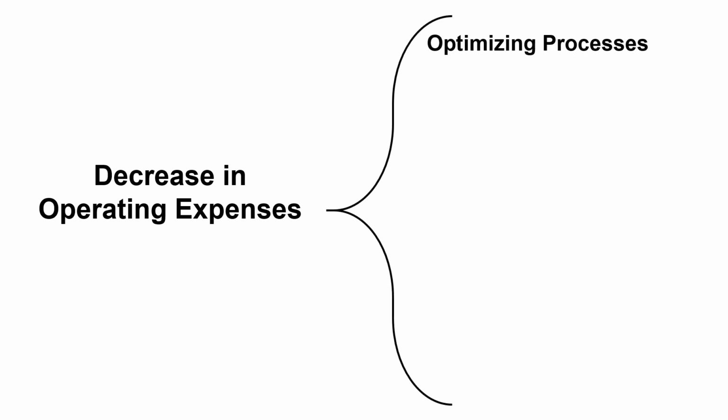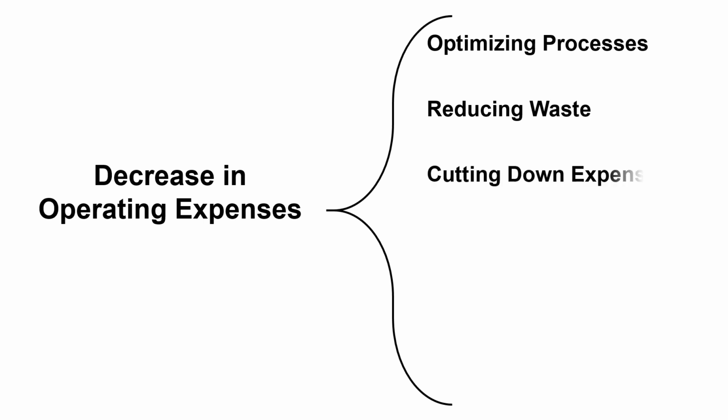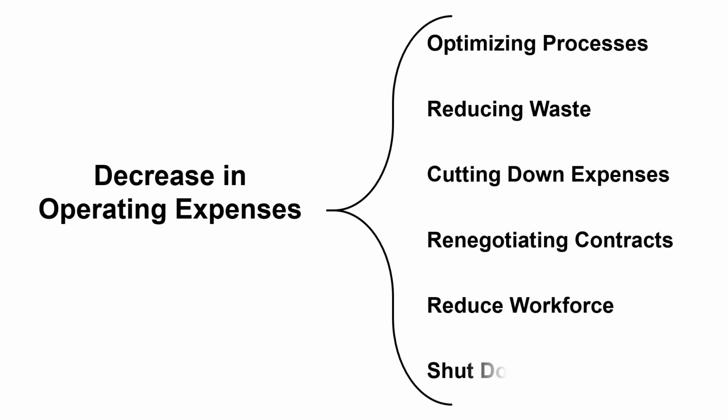Another reason for an increase in operating profit margin could be a decrease in operating expenses. Companies can achieve this by optimizing their processes, reducing waste, cutting down on unnecessary expenses, or renegotiating contracts with suppliers. In some cases, a company may also reduce its workforce or shut down unprofitable business units to cut costs.